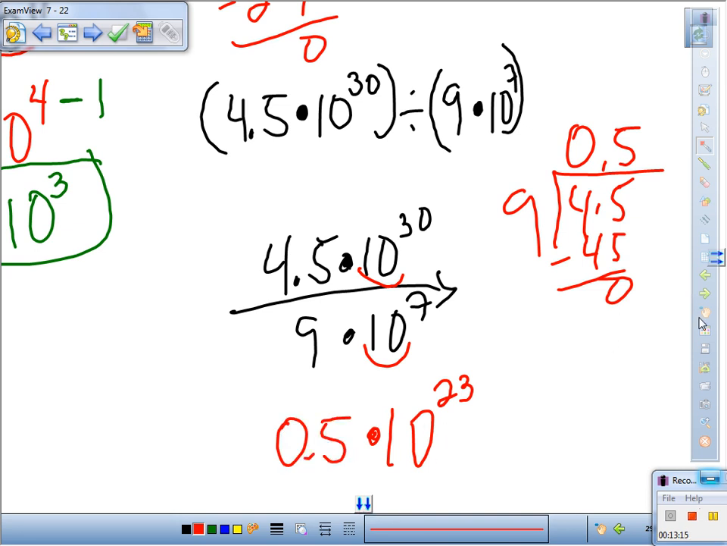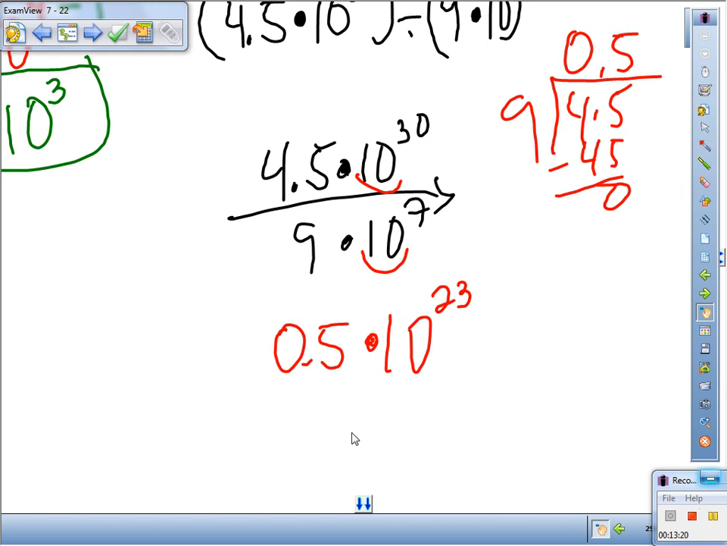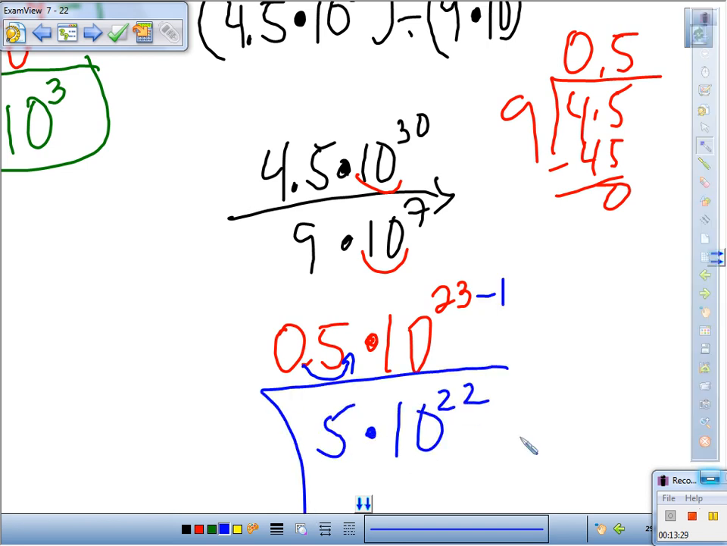Is that scientific notation? No. We move it once to the right, which means we subtract 1. So this is 5 times 10 to the 22nd. Hands if you got that. Okay, good. Move on. Number 8.